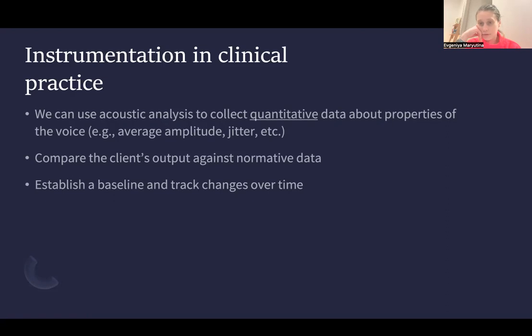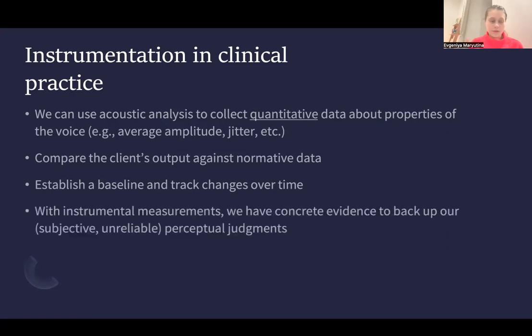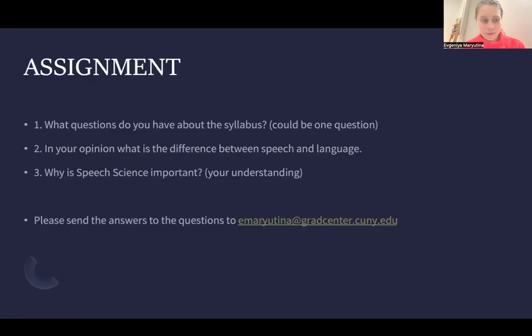So the instruments will help you to do that. And the instruments will also help you establish a baseline and track changes over time. So by using instruments, you can see how much progress somebody's making. And with instrumental measurements, we have concrete evidence to back up our subjective perceptual judgments. Once you have your subjective judgments, and if somebody cannot understand why, you can show it to them by using the instruments.